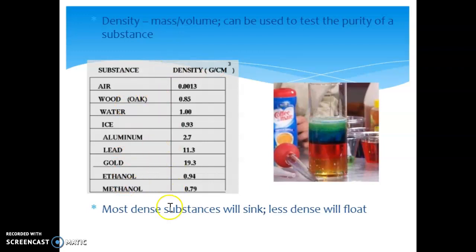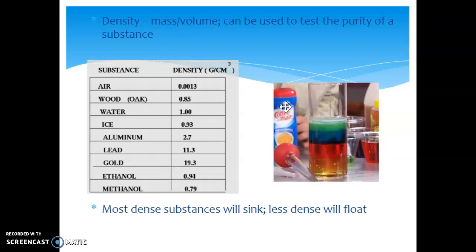Okay. Now you'll notice at the bottom here it says most dense substances will sink, whereas less dense ones will float, which is how they have layers here, because they put different substances in there, and the one that was most dense, the yellow one, ended up on the bottom, and the lightest one ended up on the top.